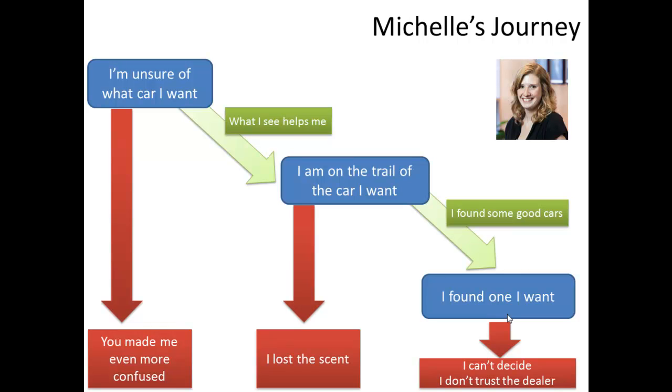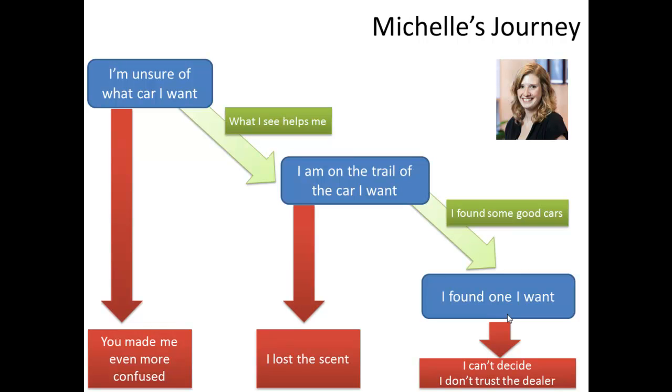Let's look at a Michelle journey. I'm proposing here that Michelle goes through three stages. I'm unsure what car I want. I know I want a car. I'm on the trail of the car I want, so I'm getting closer to this car I want. And finally, I found the one that I want. These are the stages that I'm proposing for Michelle in her journey towards getting a car.